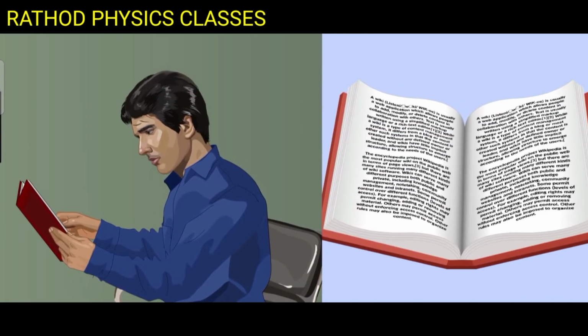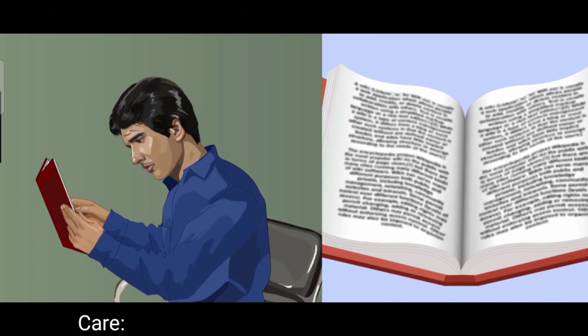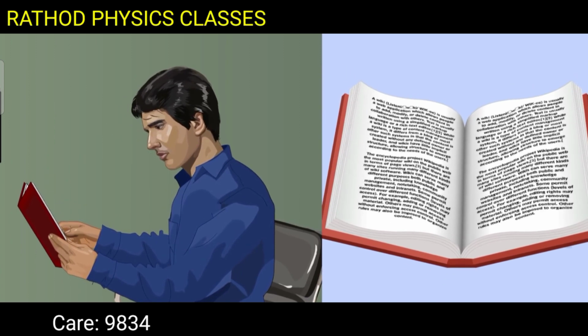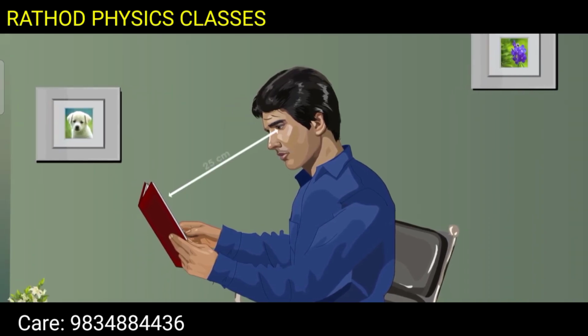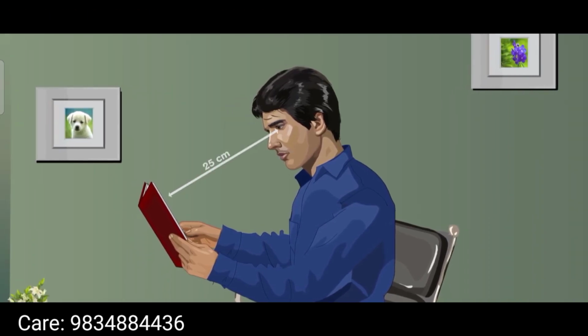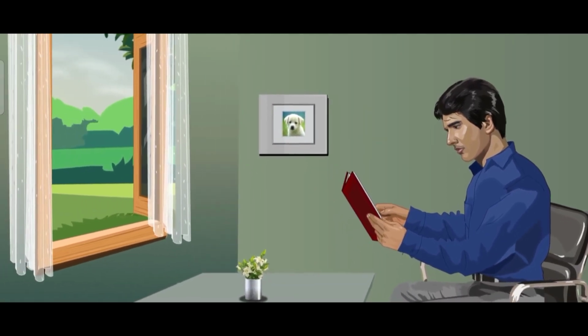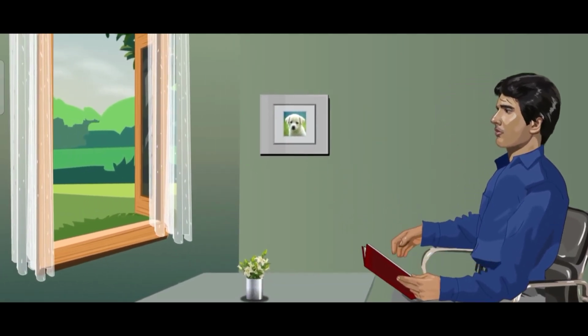The minimum distance at which the eye can see objects clearly is called the near point or least distance of distinct vision. In a normal eye, it is 25 centimeters. The farthest distance up to which the eye can see objects clearly is called the far point of the eye. In a normal eye, it is between 25 centimeters and infinity.